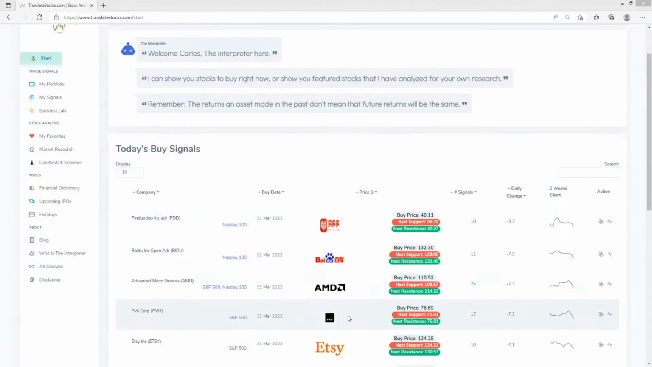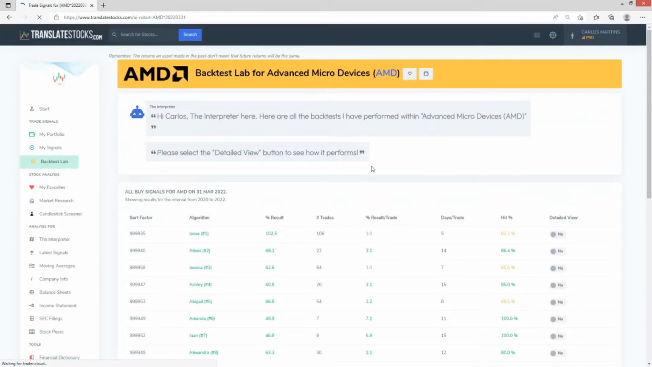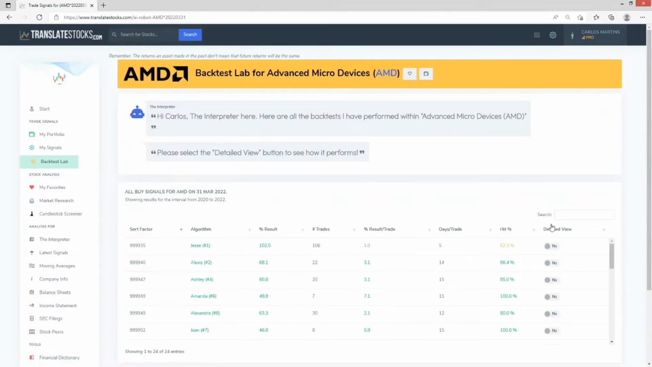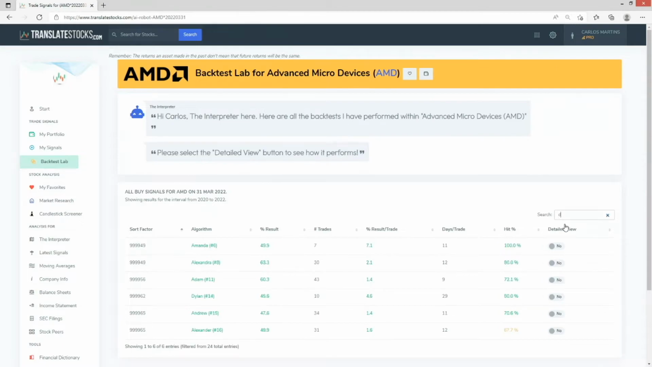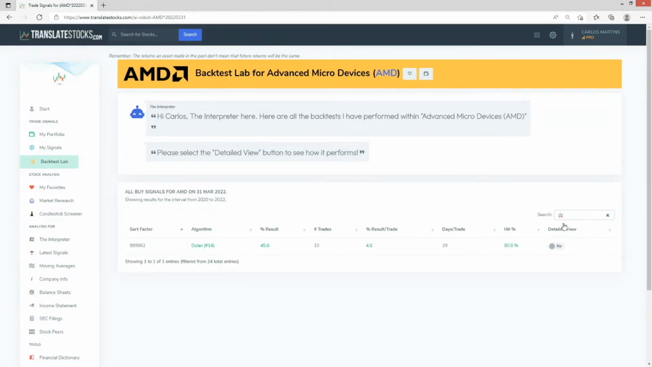So let's go back to today's buy signals and let's take a look at AMD. We see that AMD had 24 buy signals today, so let's click on it. We are going to see here all the algos that gave us a buy signal for the stock AMD today. We can also search for a specific algorithm over here. For example, Dylan, here he is.